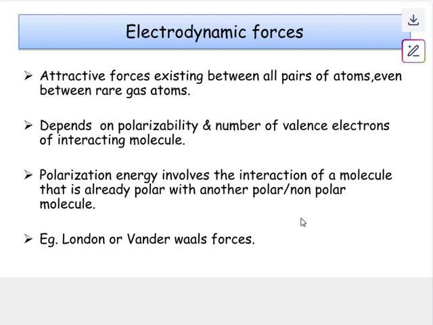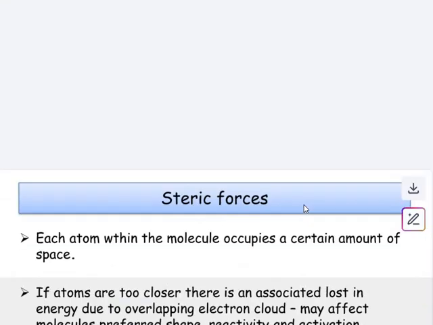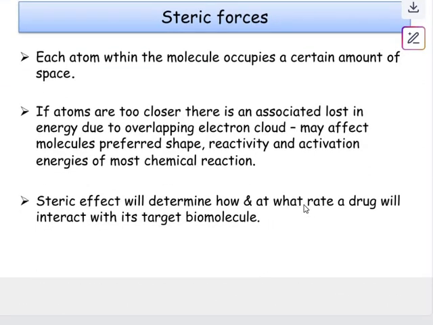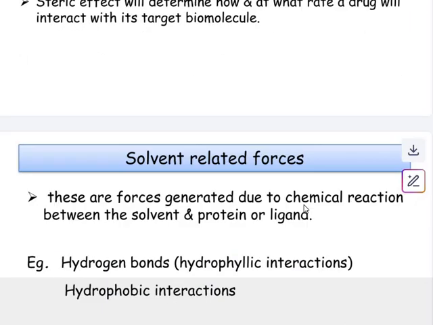Polarization energy involves the interaction of a molecule that is already polar with another polar or non-polar molecule, and London or van der Waals forces. Steric forces: each atom within a molecule occupies a certain amount of space. If atoms are too close, there is an associated loss in energy due to overlapping electron clouds. This may affect the molecule's preferred shape, reactivity, and activation energies of most chemical reactions. Steric effects will determine how and at what rate a drug will interact with its target biomolecules.